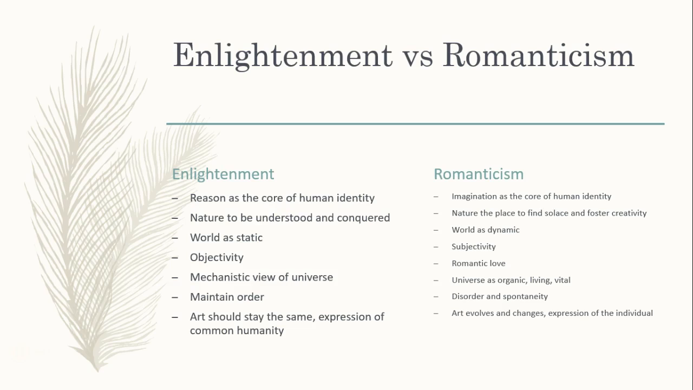The Enlightenment thinker thought that art should stay the same. It was an expression of common humanity and something that was going to stay the same. Where the Romanticist thought that art evolved and changed, and it had to be the expression of individual feelings and experience. These are tremendously different thoughts and paradigms, and as you can see, they not only reflected the world around them, but they actually started to create it.